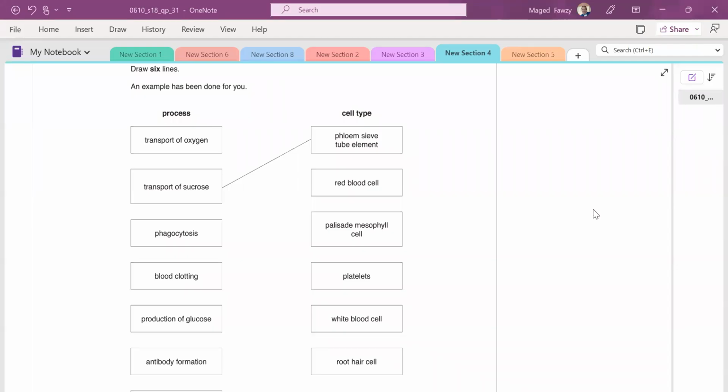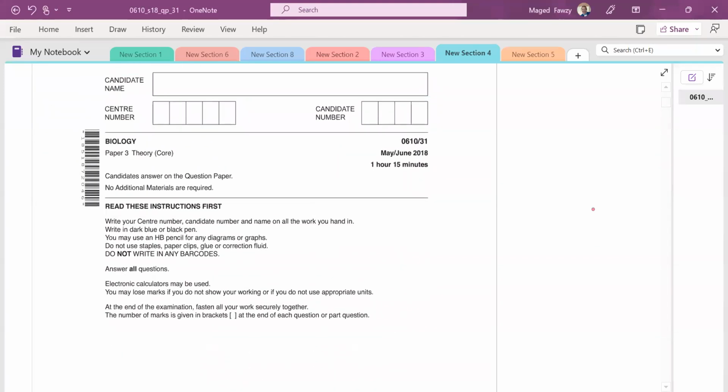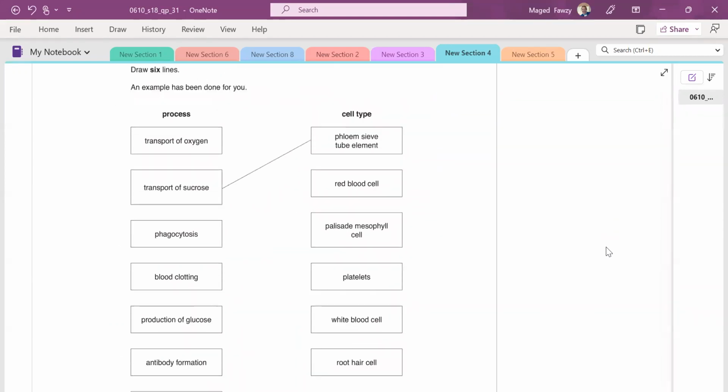Okay. Look, this paper is a 2018 paper, May, June, paper 3, variant 1. The paper is extremely easy, but I found some questions we need to double check. We need to work on it in order to make sure that if we have any question like this, we can answer in an accurate way. Let's start the first question.